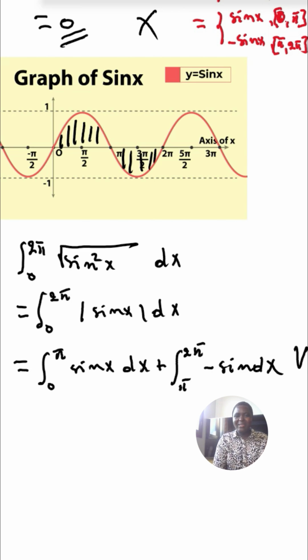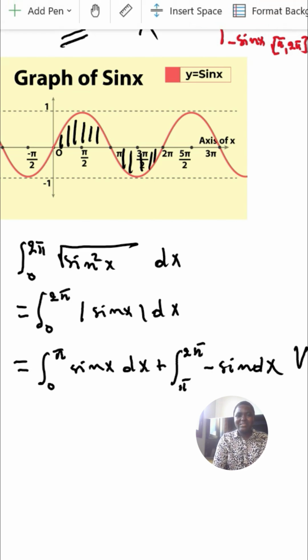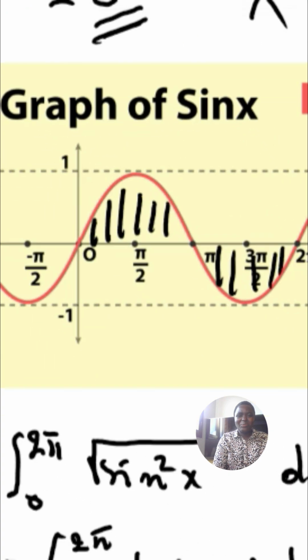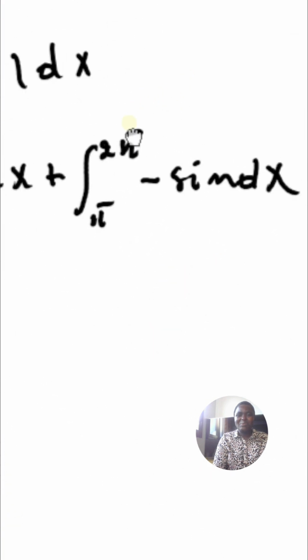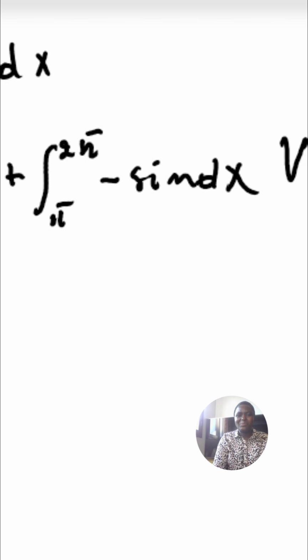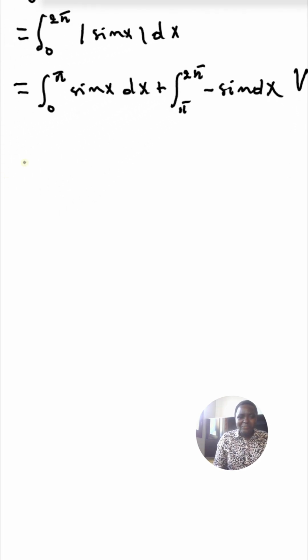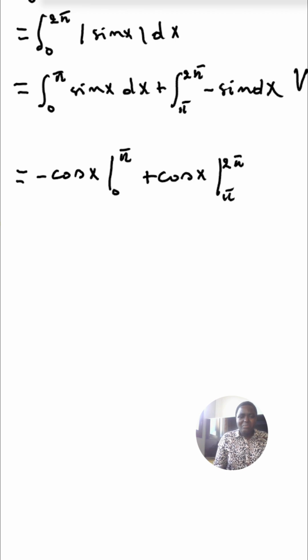So now let's go ahead and evaluate this integral and see that we will not get the answer to be equal to 0, because this area actually cannot be equal to 0. So what are we going to get? This will be equal to minus cosine of x, and we evaluate from 0 to pi, and then plus cosine of x, and we evaluate from pi to 2 pi, and this will be equal to what?